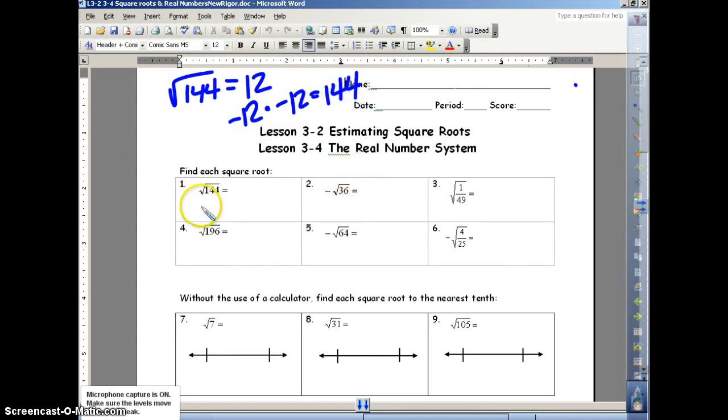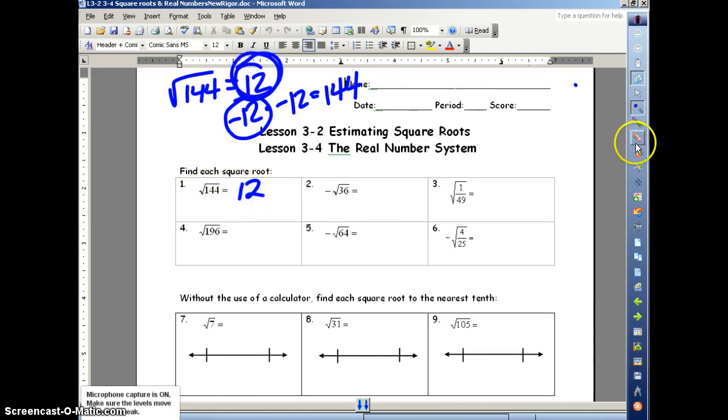So what we're doing here is, if I want the negative answer, I'm going to put the negative sign out front. If I want the positive square root, I'm not going to do that. So right here, the square root of 144, they want that answer right there. We're going to say 12. Okay?